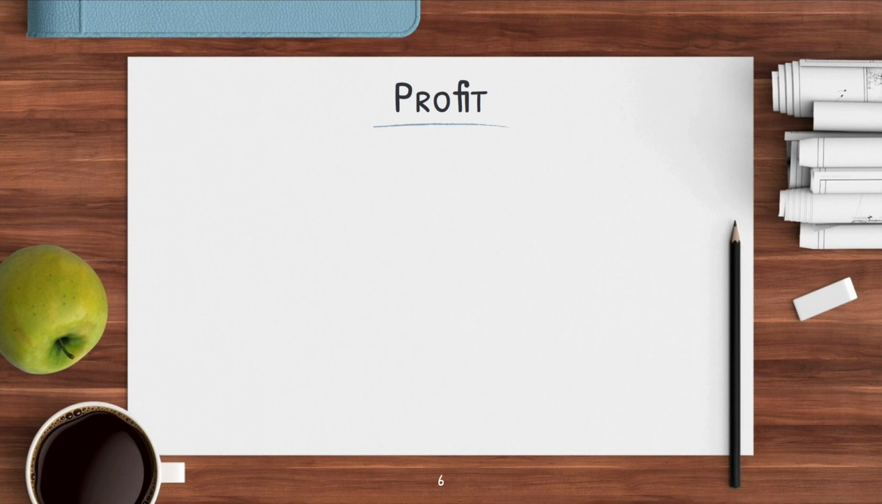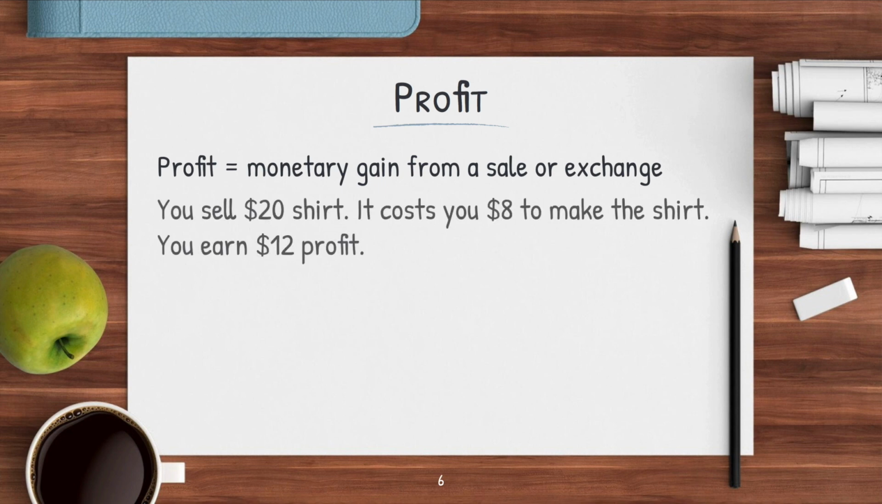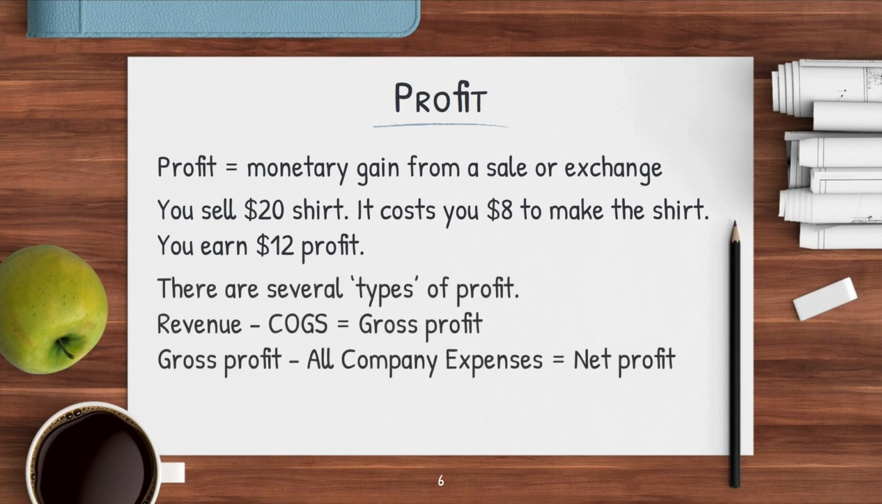All right, the next word is profit. And this is simply the money you gain from a sale or an exchange of something. For example, if you sell a shirt for $20, it costs you $8 to make, you have earned a $12 profit. However, there are several types of profit that you should know. What I just illustrated, which would be revenue, minus the cost of goods sold, or COGS, that is called gross profit.